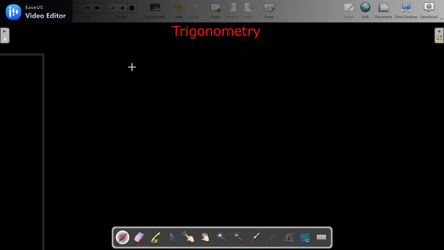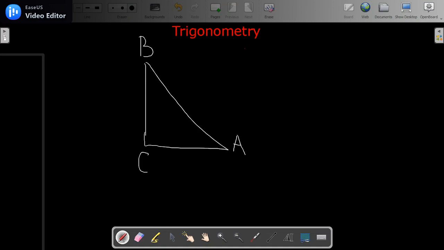So, let's draw the diagram. Let's construct the diagram of a triangle. So, where are the sides of these triangles? If this triangle is labeled A, B, and C. In mathematics, when a triangle is labeled like this, how do we get the labeled sides?